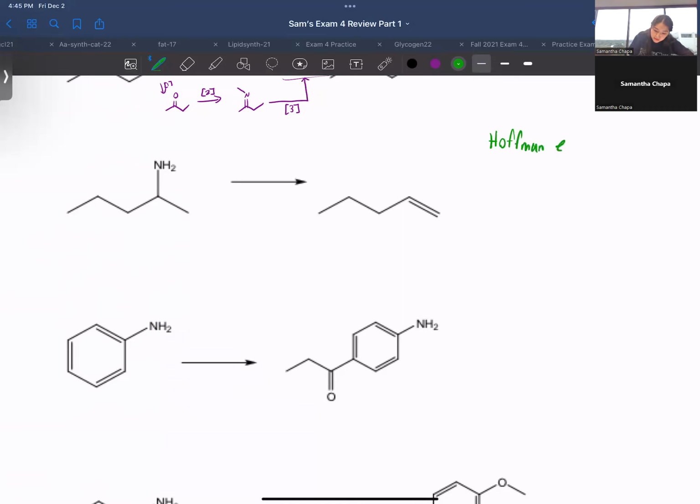Hoffmann elimination. And then just to prove my point, Hoffmann elimination, we know it's least substituted, and check out how this double bond is in the least substituted position. Cool. So then first reaction, add all your methyl groups.